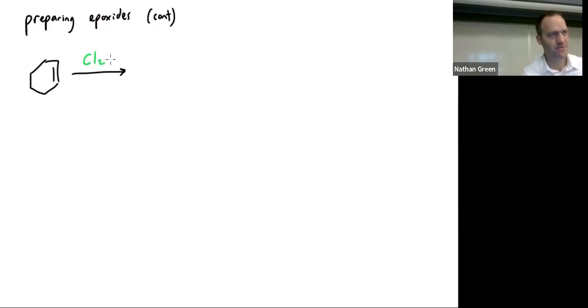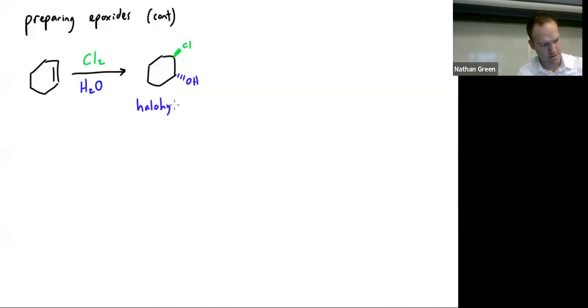A halohydrin comes from adding a halogen and water to an alkene. That is going to add across a double bond and give us a halogen on one side and an OH on the other side. And this type of molecule is called a halohydrin.